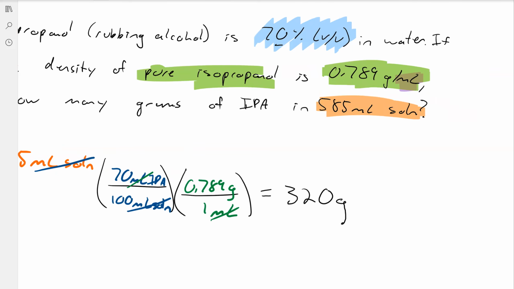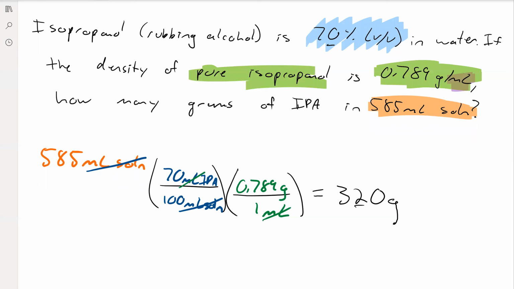320 grams. Note, only 2 sig figs because that 70 only has 2 sig figs. I did underline the 0, so that 0 does count as a sig fig. So again, just be careful about what these numbers are talking about.